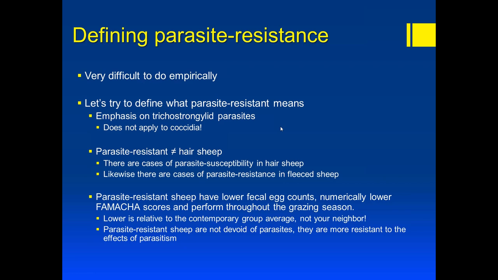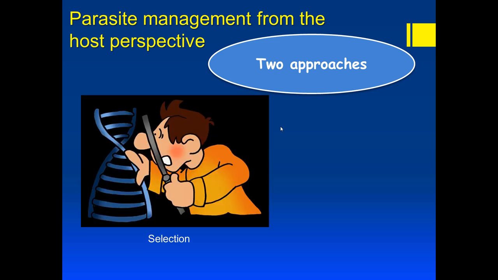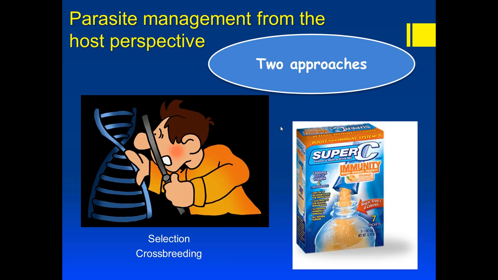But the animals that are resistant consistently have a lower level infection, and they're more resistant to the effects of parasitism. So that leads us into the main thrust of our talk today, which is parasite management from the host perspective. And I really want to address this from two critical approaches. First off, being more from a genetics or selection and crossbreeding approach, where we're getting into understanding how this trait can be passed on and inherited, and how we could perhaps do that a little bit faster through crossbreeding. And the second approach would be directly through modulating immune responses.